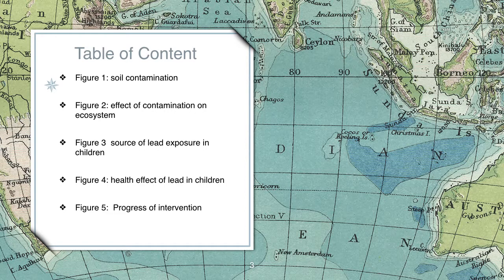In the table of contents, I will be showing and demonstrating: Figure 1, which shows soil contamination; 2. Effect of contamination on the ecosystem; 3. Source of lead exposure in children; 4. Health effects in relation to this disaster in children; and progress of intervention.